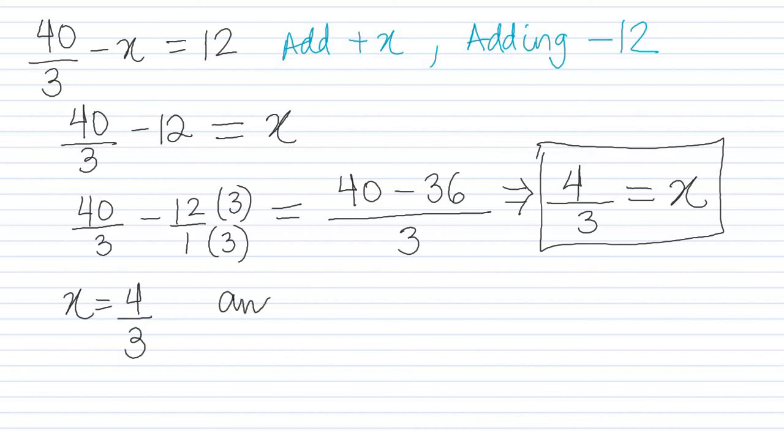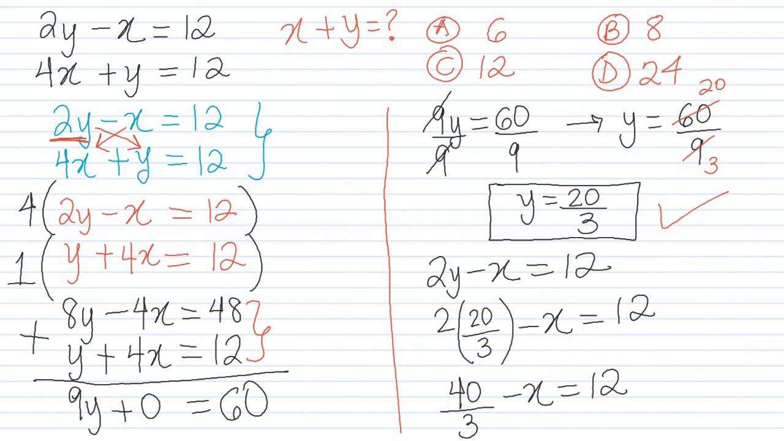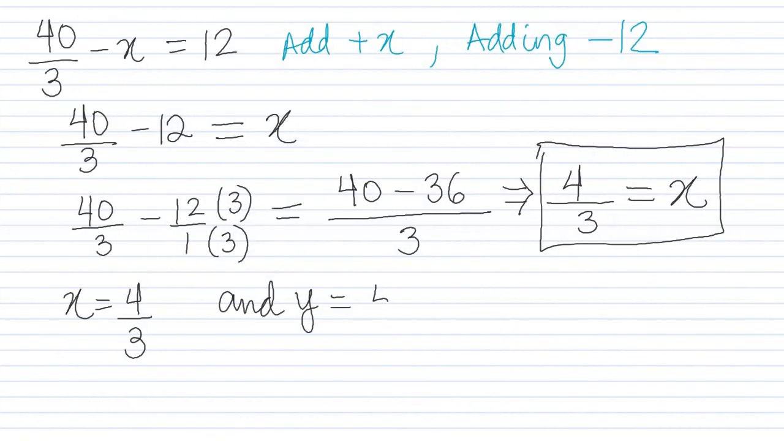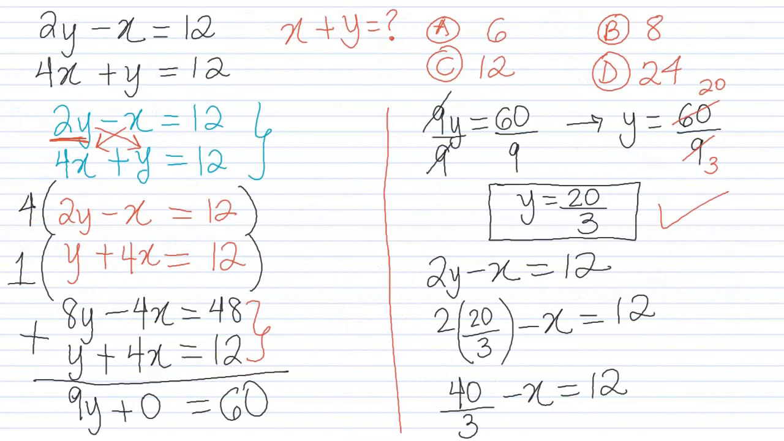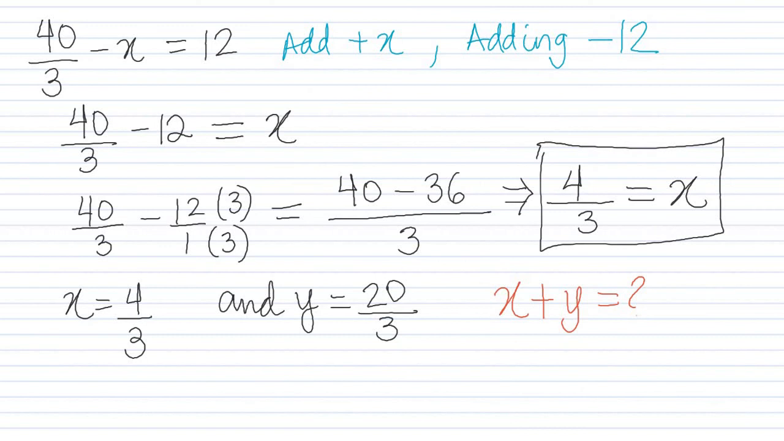And then value of y equals 20 over 3. And that is it. So the next thing you have to deal with is the fact that x plus y equals what? Which is the whole point of the question, right? What is x plus y? They didn't ask us to determine x only or determine y only. We were asked to determine x plus y. So we're just going to add up these two.